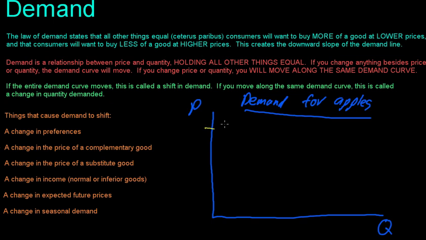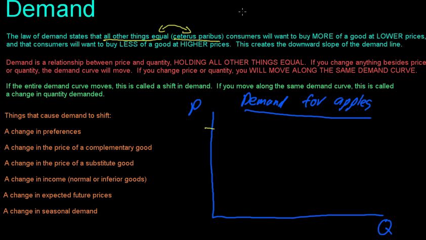Okay, so the law of demand is really the starting point for this entire discussion. What it does is state that all other things equal, and this is really important, so important in fact that economists also refer to it by its Latin name, which is ceteris paribus. So these two things are exactly the same. Ceteris paribus means all other things equal in Latin, and all other things equal is ceteris paribus in English.